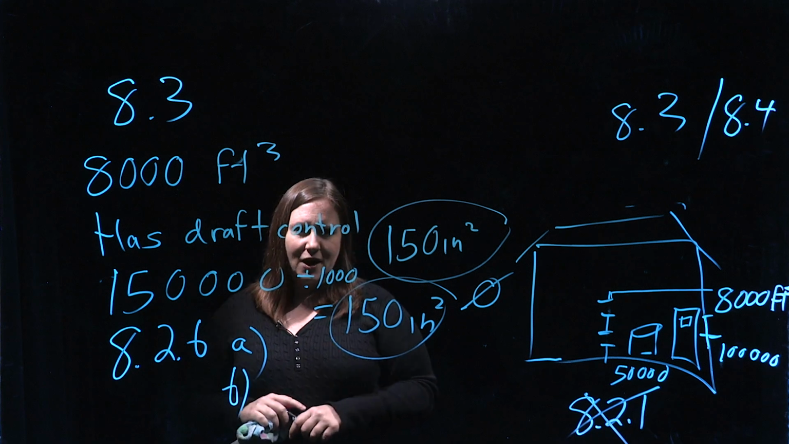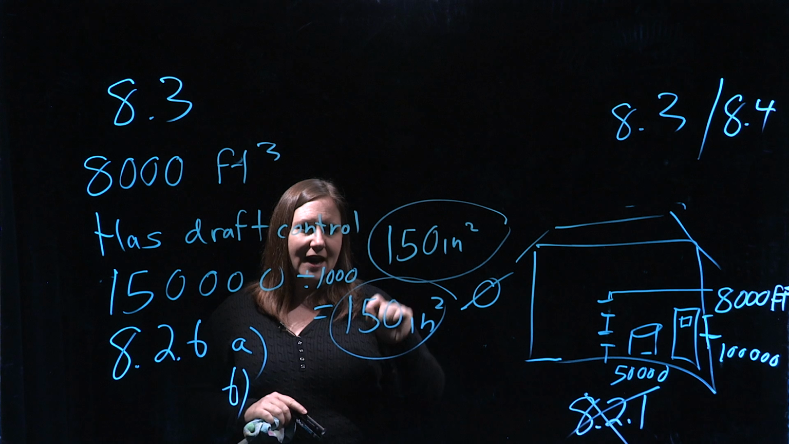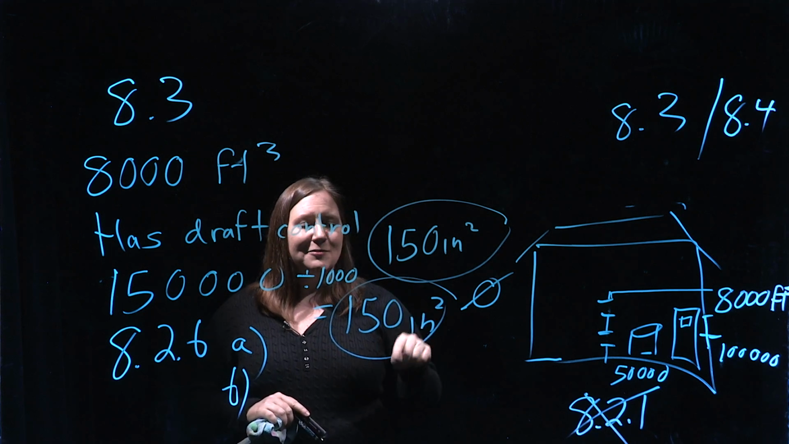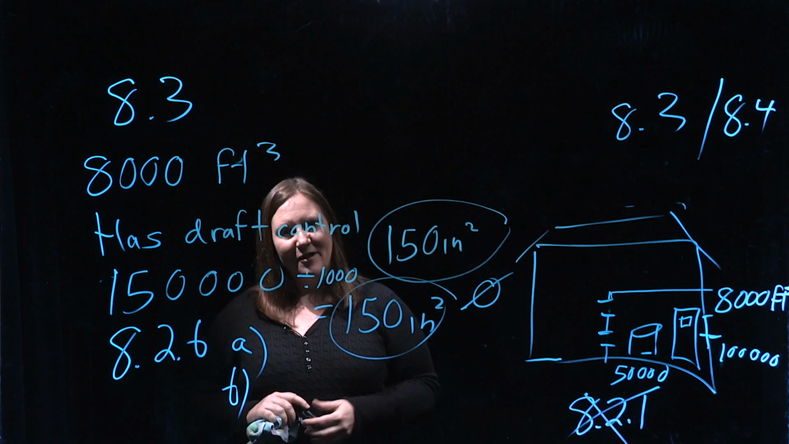In the next video we're going to talk about structures that have vapor barriers or that are equivalent to complying with 8.2.1 because they have mechanical exhausts.